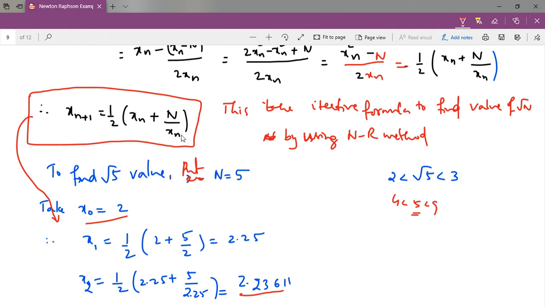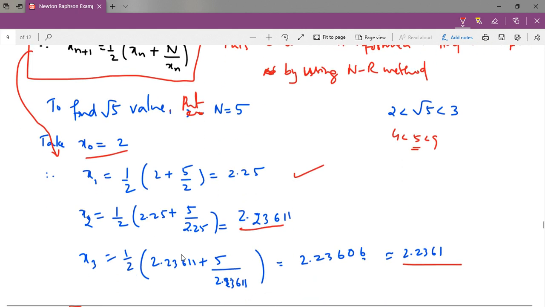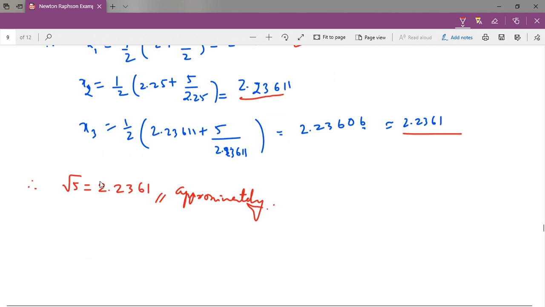So when n is 0, x1 is 1 by 2 into x naught plus n by x naught, that is 2 plus 5 by 2, it gives you 2.25. Okay. So now again x2, when n is 1, x2 is 1 by 2 into x1 plus n by x1. So use x1 value, so we get x2. Use x2 value, we get x3, use x3 value, we get x4. So therefore we can conclude that root 5 is equal to 2.2361 approximately by Newton-Raphson method. Okay.